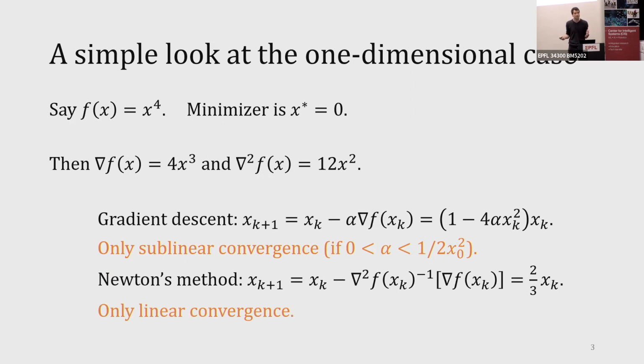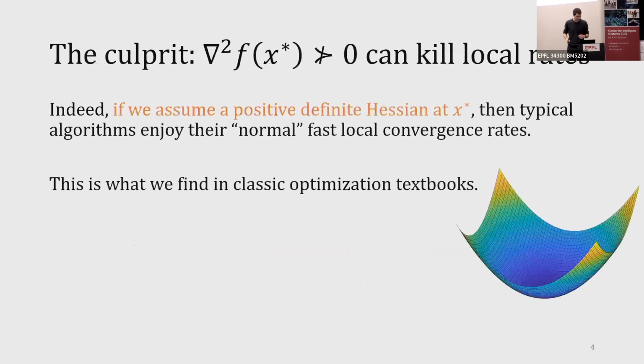Okay, and if you know anything about optimization, then you know exactly what the issue is. This particular function is a little bit too flat at the minimizer. Specifically, the Hessian, the second derivative of the function at the minimizer, is zero. We know that the Hessian at the minimizer should be at least positive semi-definite, and here the issue is that it fails to be positive definite. If the Hessian were positive definite, you could open your favorite intro textbook to optimization, maybe Nocedal and Wright, and you'd find all the standard local convergence rates around minimizers: linear for gradient descent, quadratic for Newton, and so on.